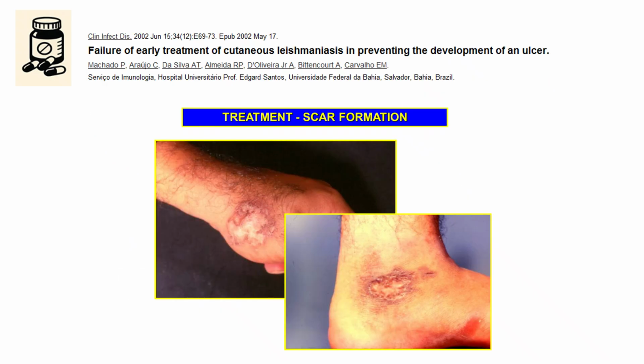When discussing treatment outcomes, we must manage expectations regarding scar formation. As seen in these clinical images, even with successful intervention, permanent scarring is the typical endpoint of the healing process. Furthermore, research has shown that early treatment of cutaneous leishmaniasis doesn't always prevent an ulcer from developing initially. Our primary therapeutic goals are to accelerate healing, reduce the total number of lesions, and most importantly, prevent the progression to more severe mucosal or visceral forms of the disease.